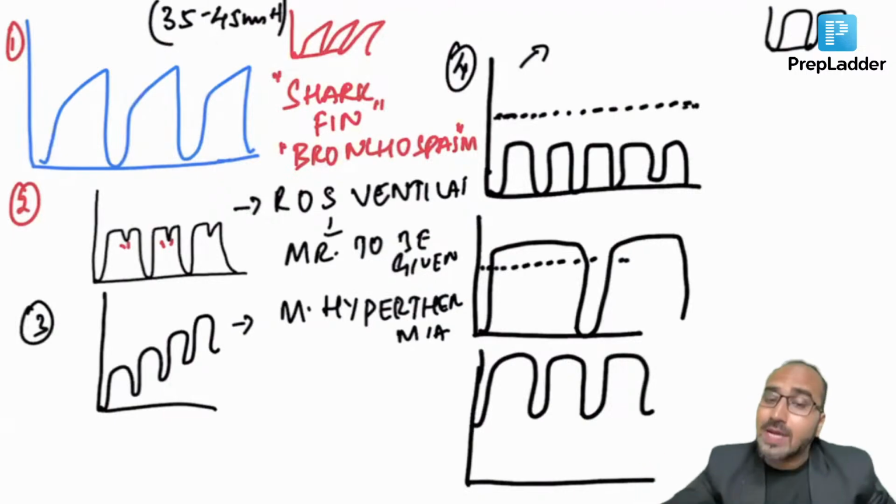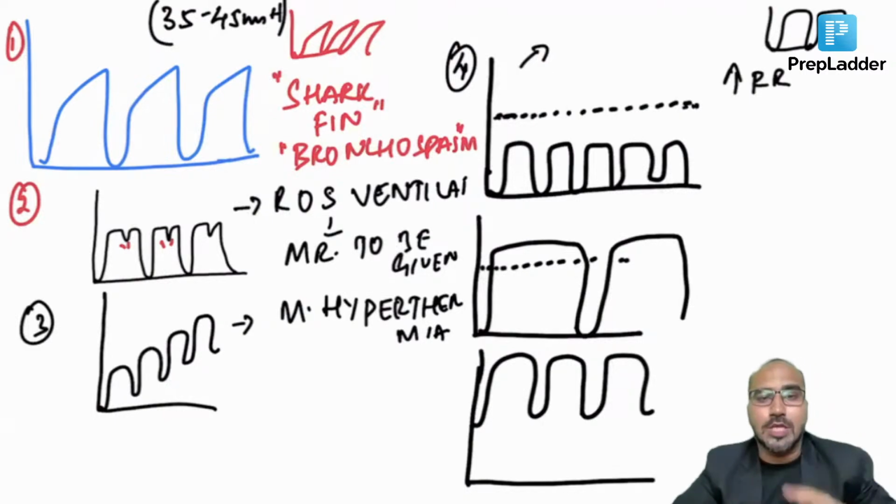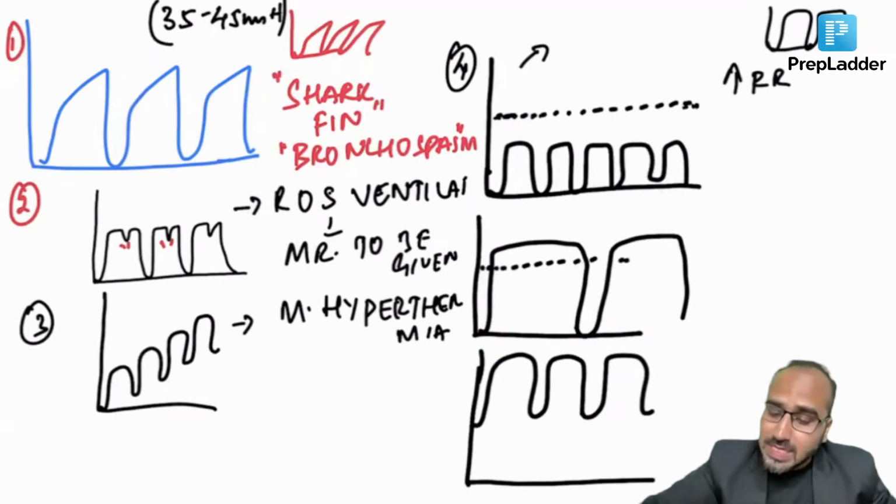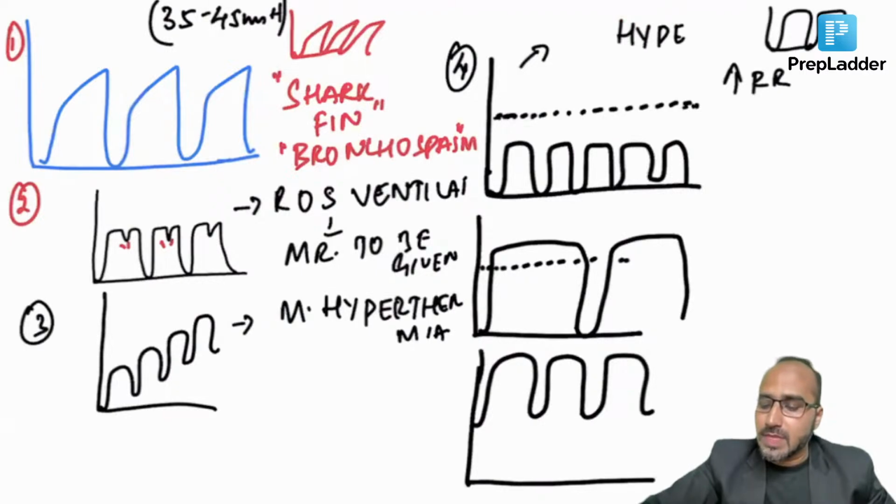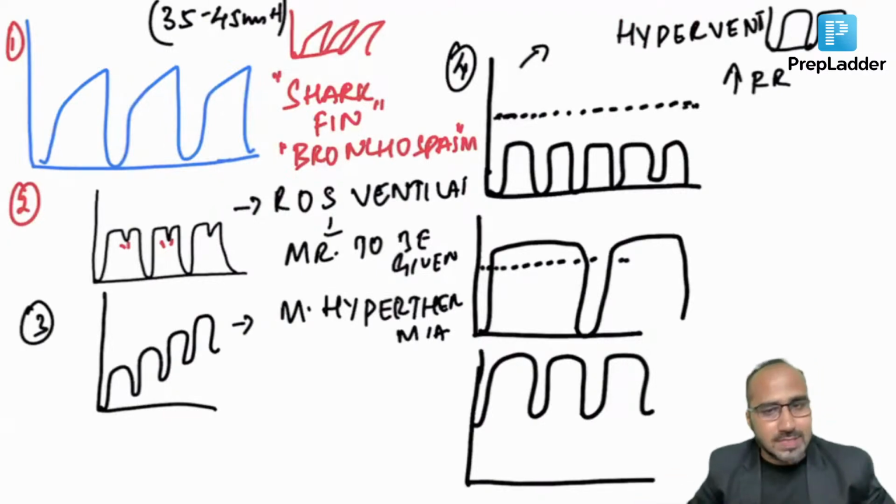So over here, what is happening, guys? If I increase the respiratory rate, what will happen to the carbon dioxide? Carbon dioxide gets washed off and you will see this capnograph. So this is seen in hyperventilation. When you hyperventilate the patient, carbon dioxide is washed off and you will see this capnograph.